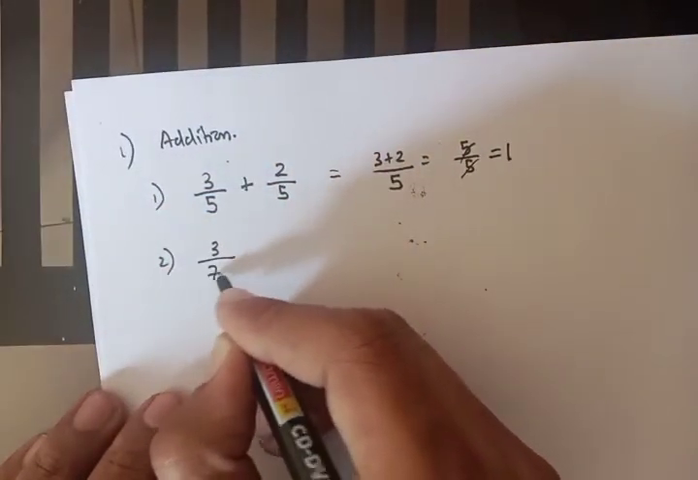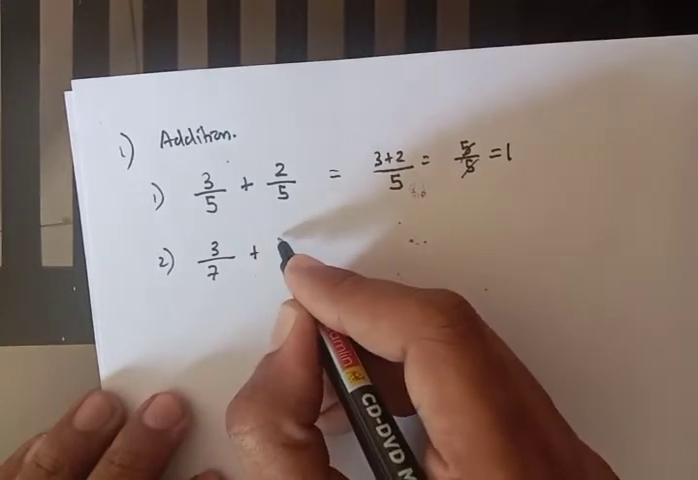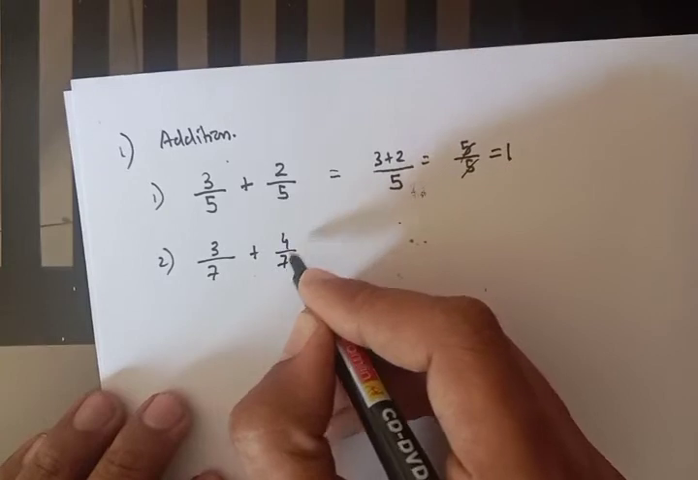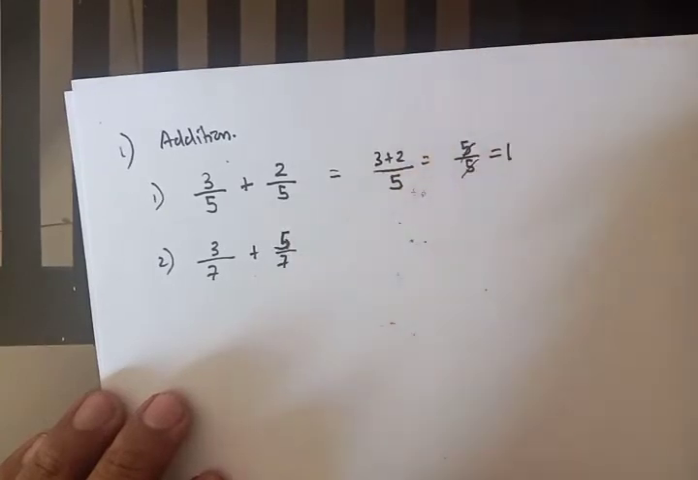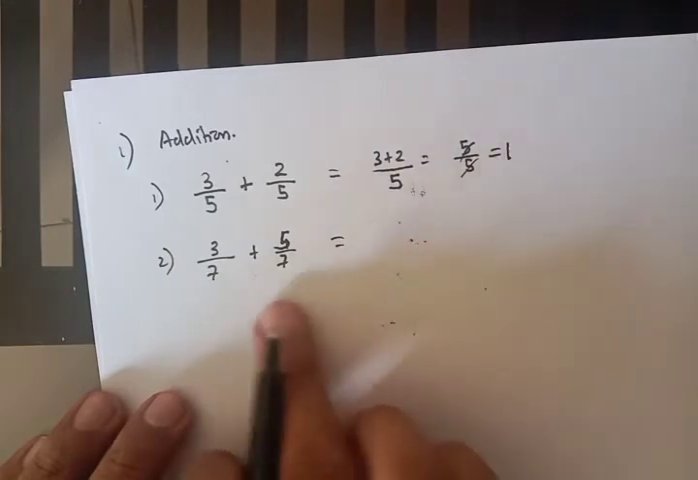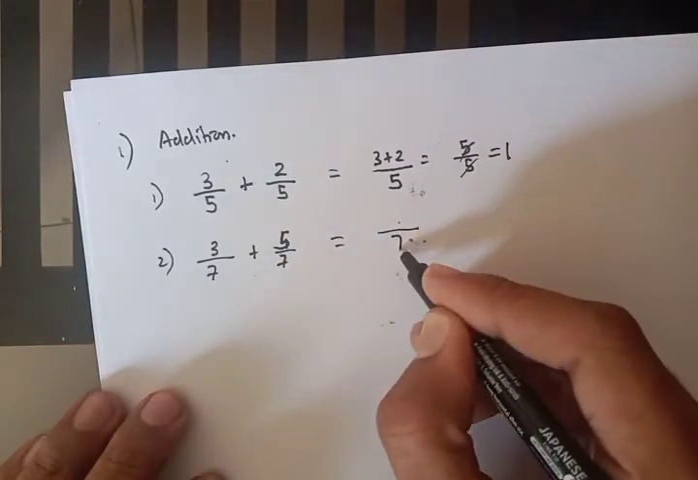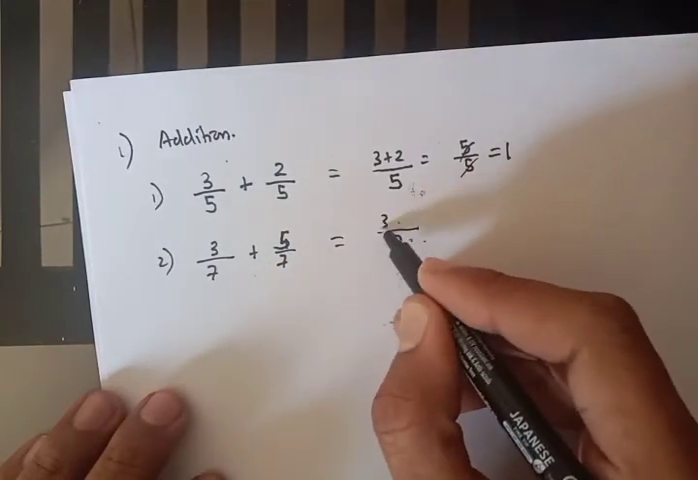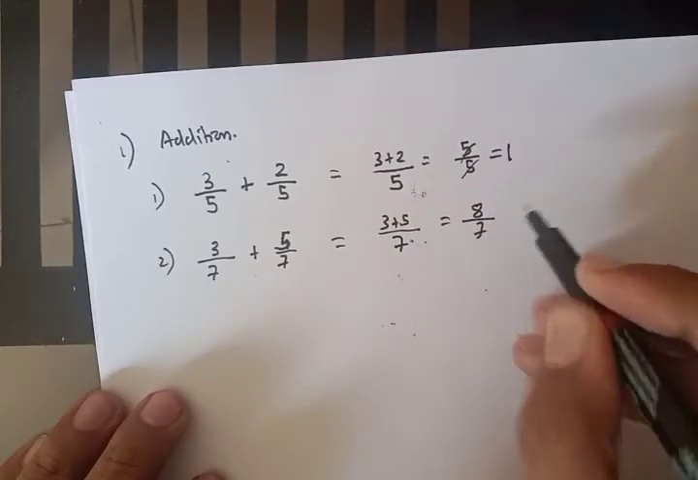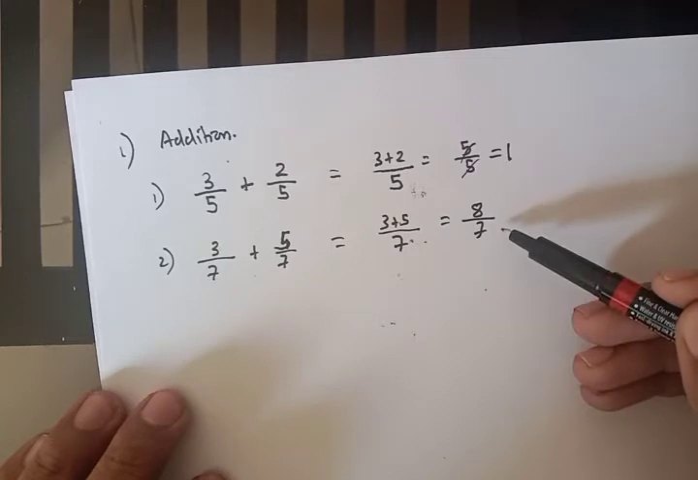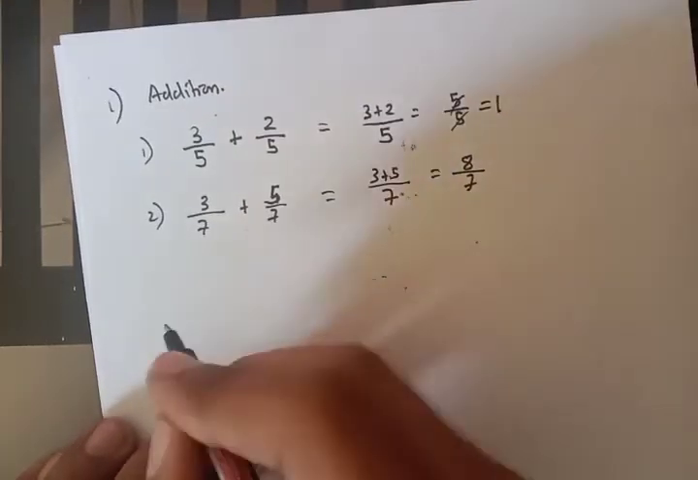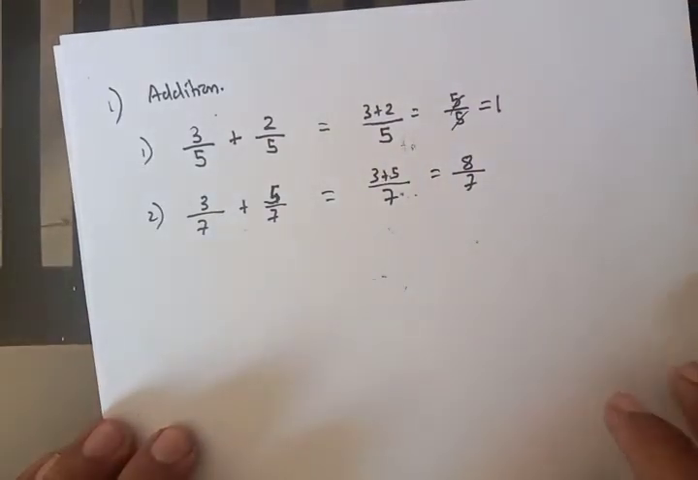Okay. Second example, if you take 3 upon 7 plus 4 upon 7. Okay, take another example, 5 upon 7. So now the denominator is the same, so 7, 3 plus 5. So answer is 8 upon 7. As you know, the numerator becomes bigger than the denominator, so it becomes improper fractions. Very good.